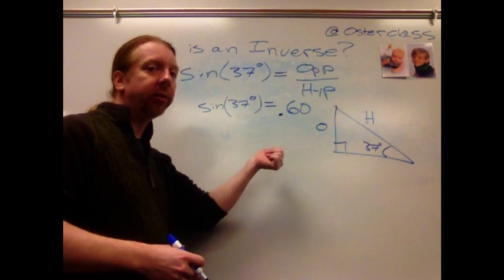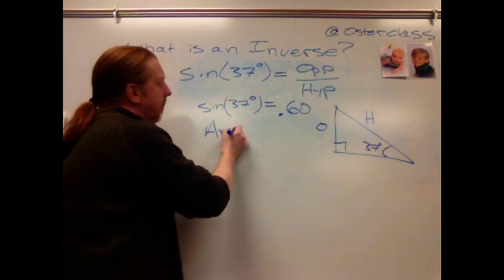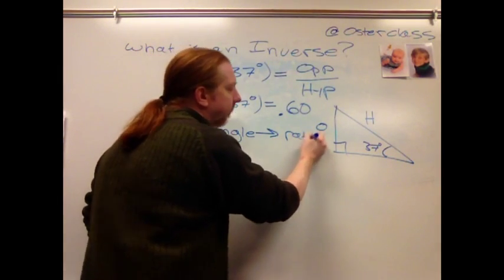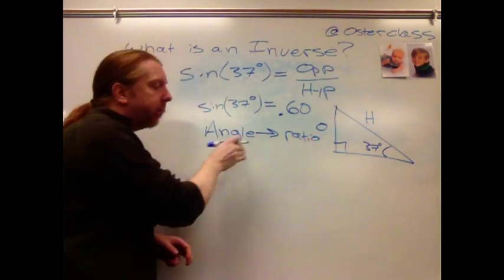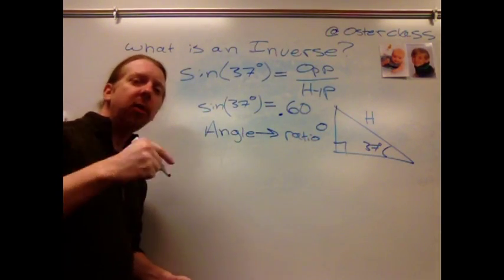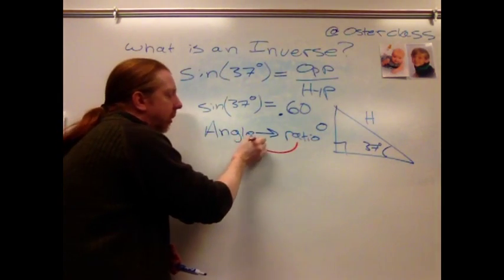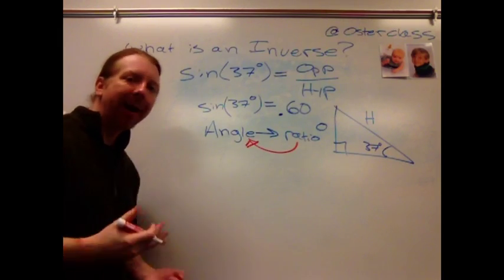When we talk about inverse, what we're looking at is the idea that I can work this backwards. Generally speaking, sine takes an angle and it provides a ratio. That's a general flow. Angle to ratio. What we're doing with an inverse is we're saying, what if we know the ratio and we want the angle? What if we want to work this system backwards?